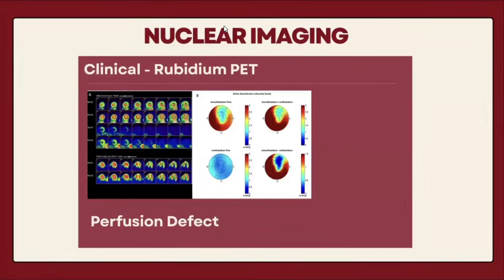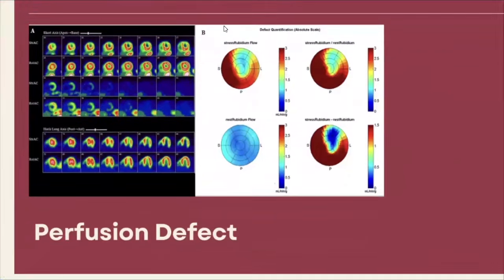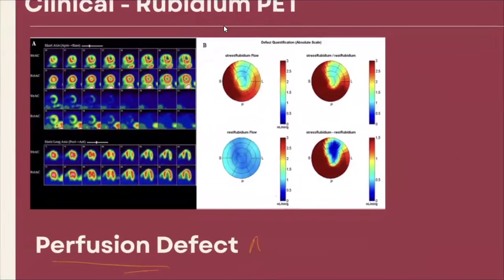And this is a rubidium PET scan. What you need to know for this one is that this is representing a perfusion defect, and this is very, very important as highlighted by your doctor. What you need to know in this image is red is showing uptake of blood, perfusion, and blue is showing low perfusion. So red is more perfusion, blue is low perfusion.